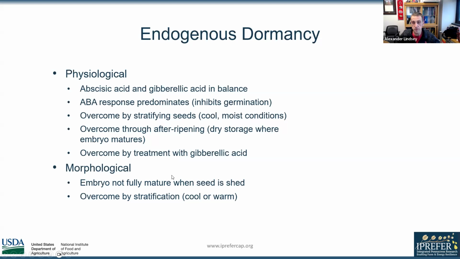Endogenous morphological dormancy can also be overcome through stratification or after-ripening, and it's typically because the embryo in the seed is not fully mature. That embryo actually needs to finish its maturation phase after harvest before that seed will be ready to germinate.